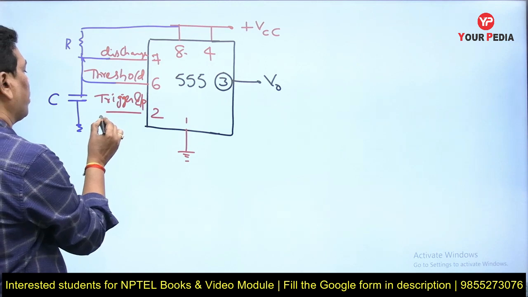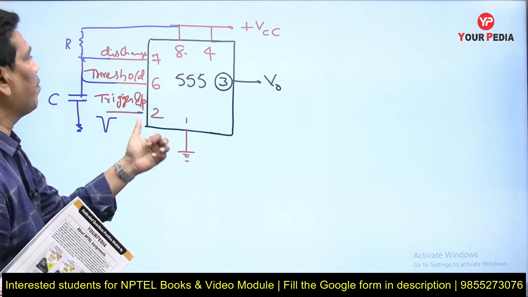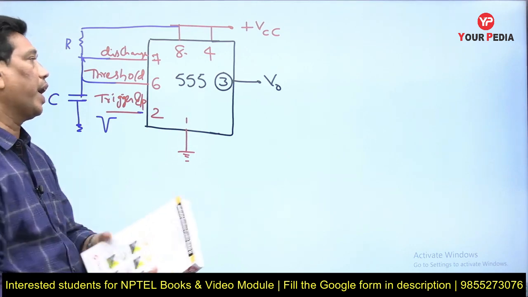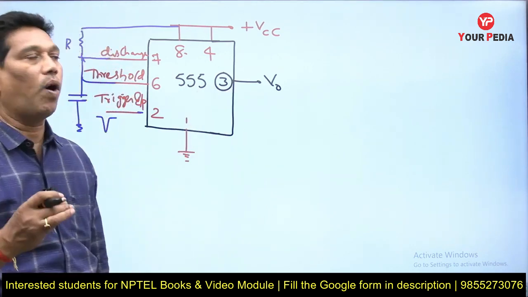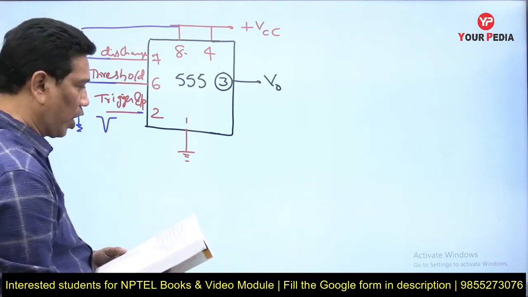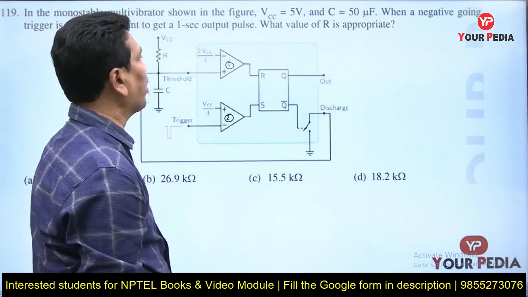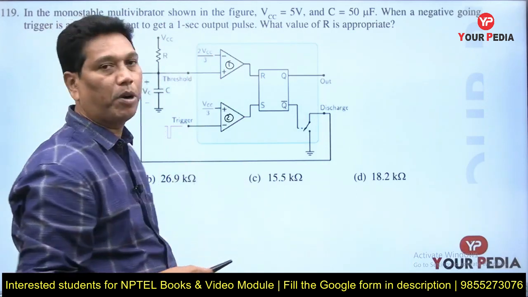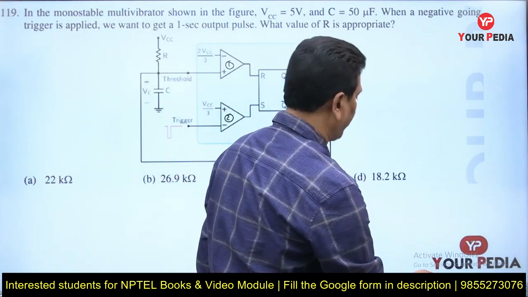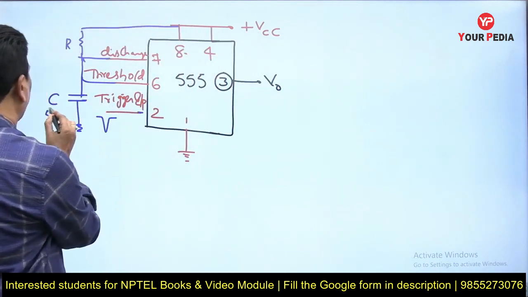So you are applying a negative trigger pulse. This is the circuit diagram of your IC555 monostable multivibrator. He asked, to get an output pulse width of 1 second, what value of R is required. Some C value is given, sir. C equal to how much? Check there. In this question, he gave the value of C. C equal to 50 microfarad is given, sir. To get a 1 second output pulse width, what is the value of R required, he is asking. Right? C is 50 microfarad.